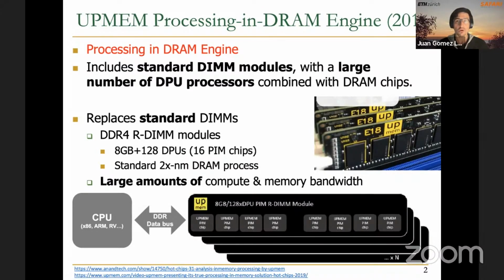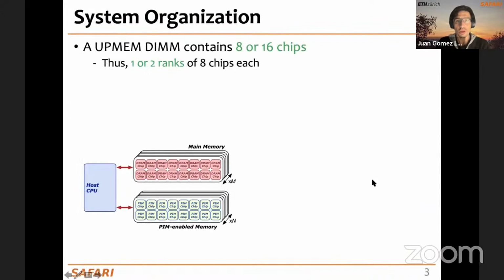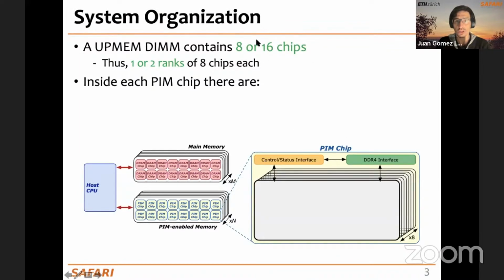We are going to very quickly recall what the processing-in-memory architecture is, what the different components are, and then we will start talking about how to program it. Remember that the architecture consists of multiple DDR4-like DIMMs that typically contain 8 or 16 chips, and inside each chip we have multiple DRAM banks and also multiple small processing elements, or small cores, called DRAM processing units, or DPUs. With 8 or 16 chips, each DIMM has 1 or 2 ranks.